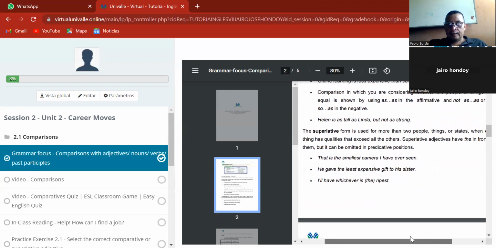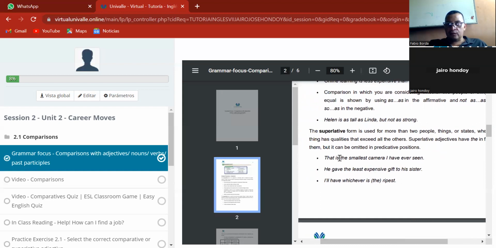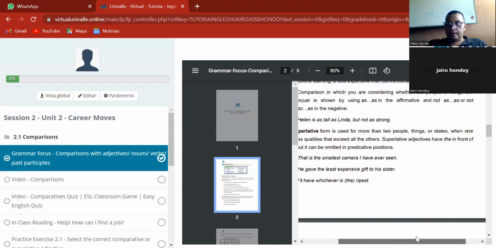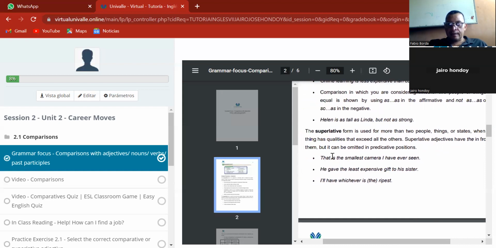Superlative. The superlative form is used for more than two people, things, or states, when one thing has qualities that exceed all the others. Superlative adjectives have the in front of them, but it can be omitted in predicative position. Example: that is the smallest camera I have ever seen. This means that maybe you compare other cameras.